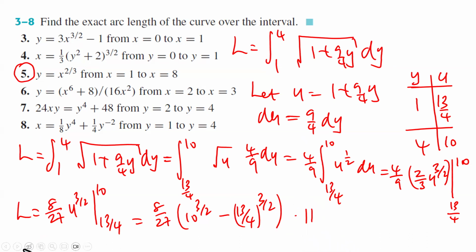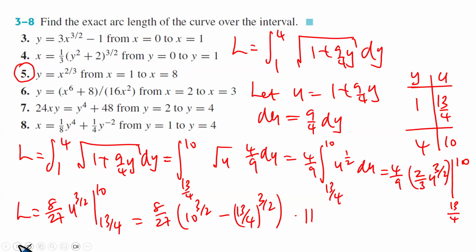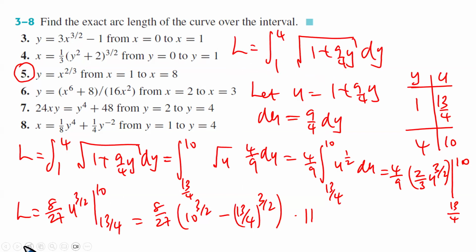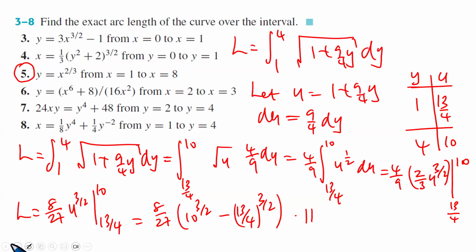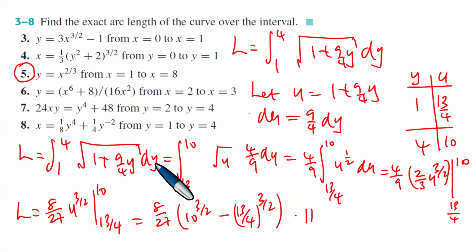In other words, the answer to number 5 is the arc length: 8 out of 27, times 10 to the power 3 out of 2 minus 13 out of 4 to the power 3 out of 2.